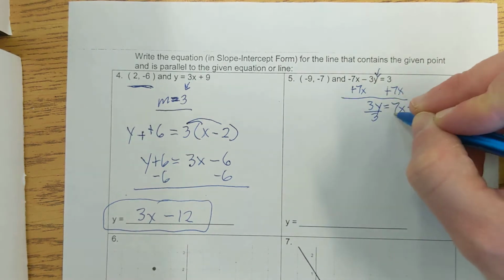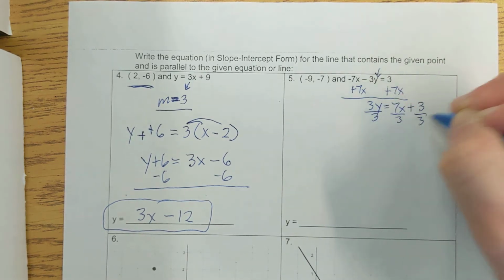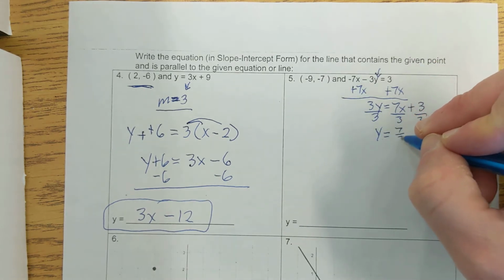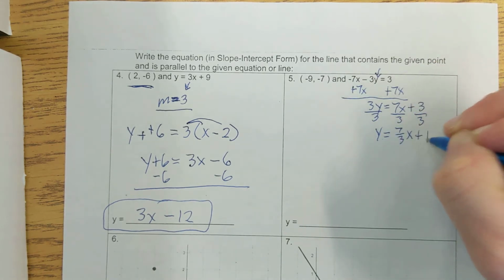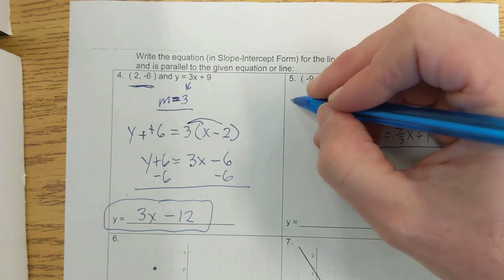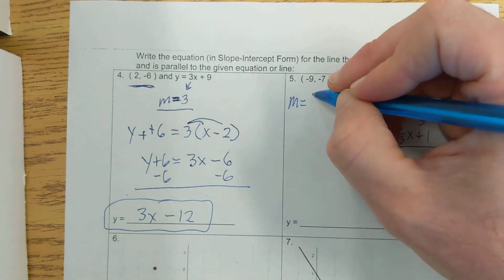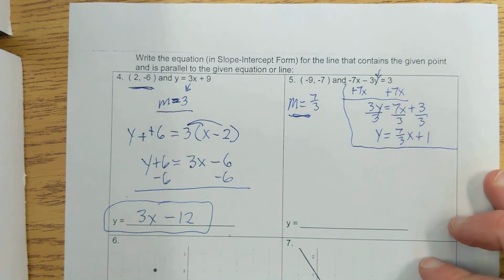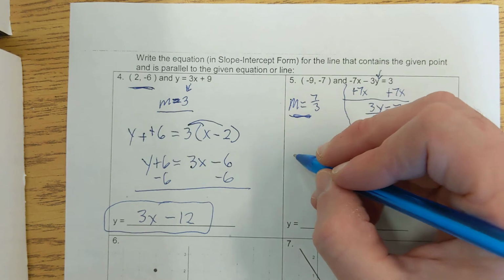Now once we divide by 3 everywhere, this extra part is really, like I said, irrelevant on the other one. We just need the 7/3 x. The plus 1 we don't necessarily need for what we're doing. We need the slope, which is the 7/3. So we solve for y to get that. Now we're going to plug it into point slope.